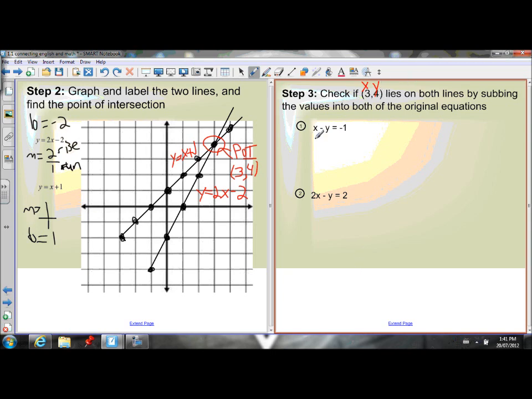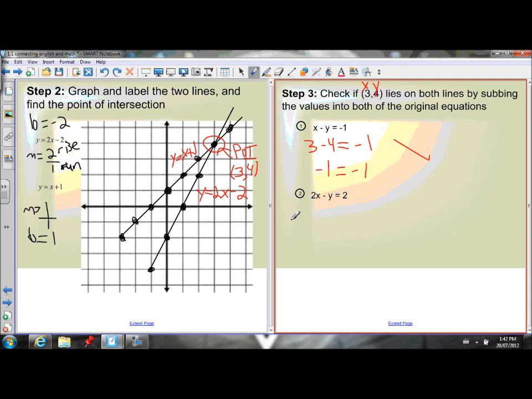So you're going to plug in 3 for x, minus, I'm going to plug in 4 for y. And I know that should be equal to -1 if this point is on that line, and 3 minus 4 is in fact -1. Good. So (3, 4) is on that line.